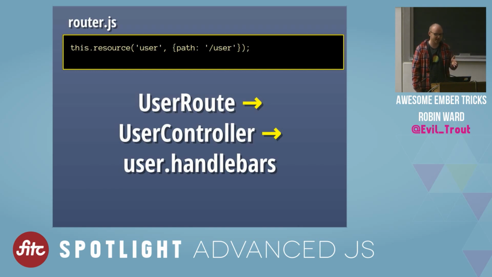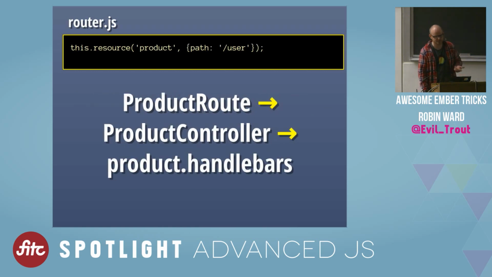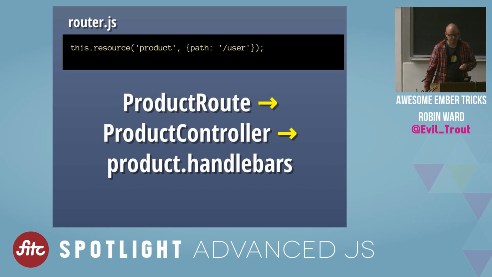Now I say it expects. I mean, if you're putting logic in there, those need to exist. But if you just want the default behavior, you don't have to define them. But if you do define them, they have to be called that. Similarly, if you change it to something like product, it would expect it to be called product route, product controller, product handlebars. The main reason for doing this is developer productivity.